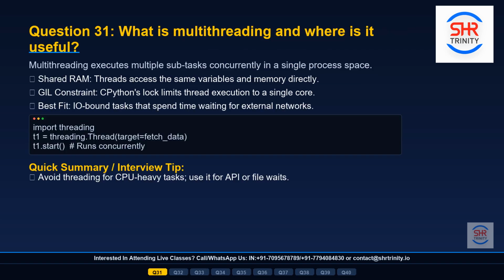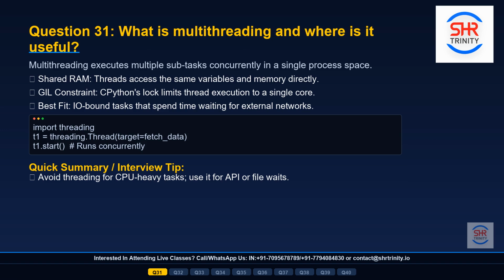Question 31. What is multithreading and where is it useful? A thread is the smallest unit of execution inside a process. Multithreading means running multiple threads concurrently inside a single process. Since threads share the same memory space, they are lightweight and fast to create. In the code on screen, we use the threading module to create and start a new thread for our fetch_data function.